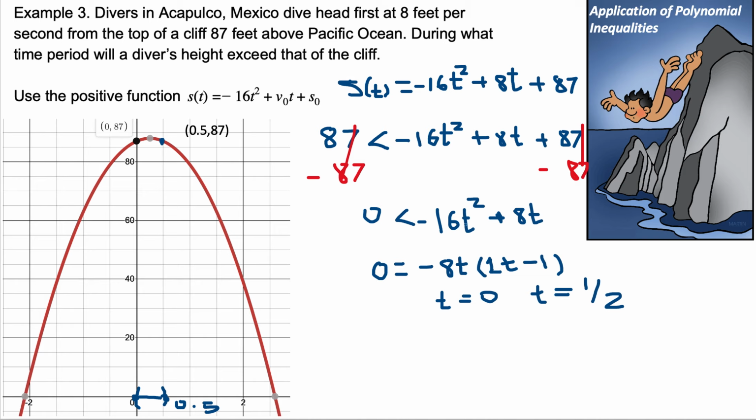Even if you take the interval from minus infinity to 0 and test minus 1 in this inequality, it is not going to hold, because minus 1 squared is 1, times minus 16, and 8 times minus 1 is minus 8, so this number is going to be negative, and negative cannot be greater than 0. So the only interval in which the time t is going to satisfy this inequality is between 0 and 0.5. And as we see graphically here, this is the height that is going to be higher than 87 feet.